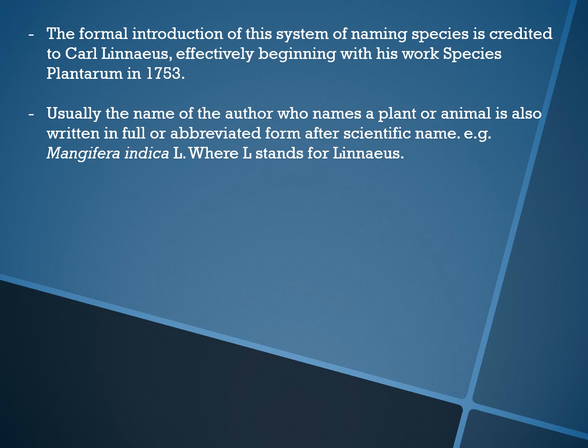Usually, the name of the author who names a plant or animal is also written in full or abbreviated form after the scientific name. For example, Mangifera indica L, where L stands for Linnaeus. So we can also write down the name of the author who has named a particular plant or animal. In this example, I have given the binomial nomenclature of a mango. It is Mangifera indica L, where L denotes Linnaeus.